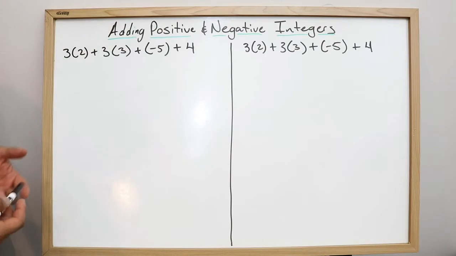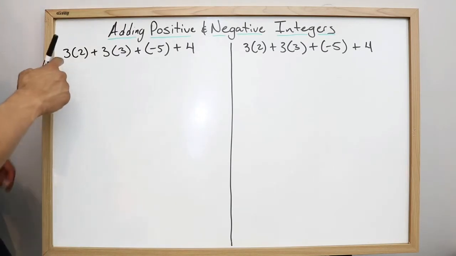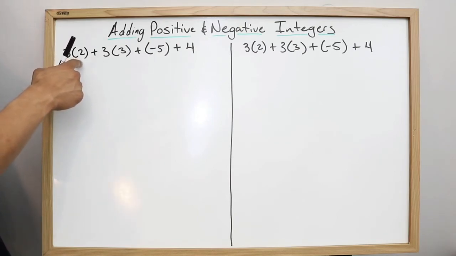So today I'll be showing two methods. That's why I have the whiteboard split into two parts. So the first method involves doing some lines, some segments. For example, as you guys can see, I have 3 segments of 2.